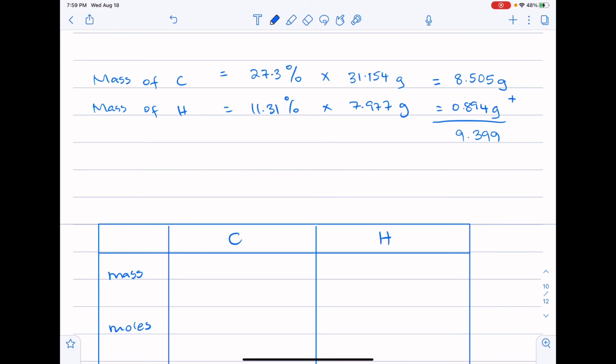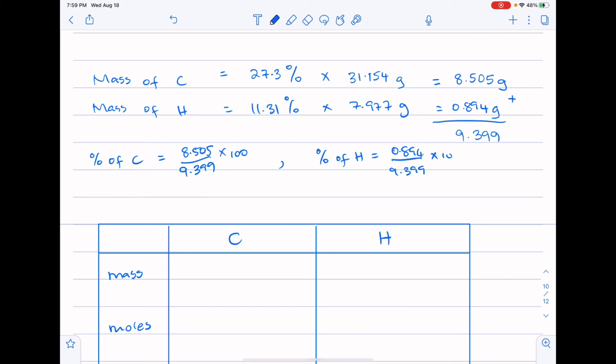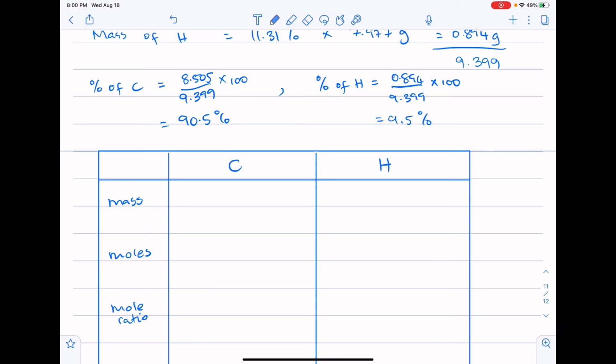For the percent composition of carbon, we will have the mass of carbon, which is 8.505, divided by the total mass. I'm just going to use the 9.399 here, multiplied by 100. And then for hydrogen, it will be the mass of hydrogen, which is 0.894, divided by 9.399, multiplied by 100. This gives us 90.5%, and by default, this one should be 9.5%. Now we have the percent composition figured out.